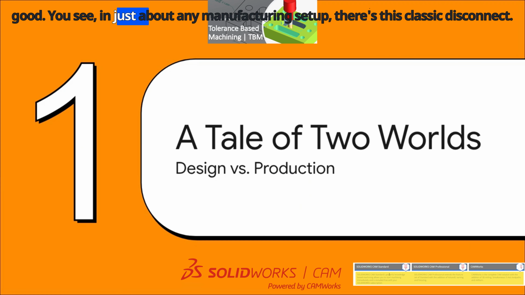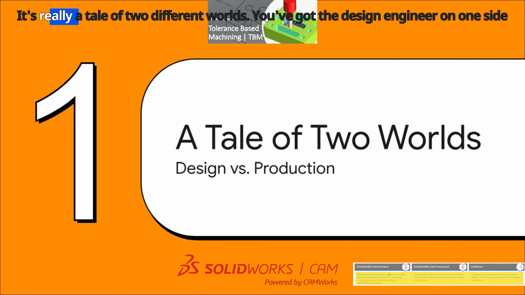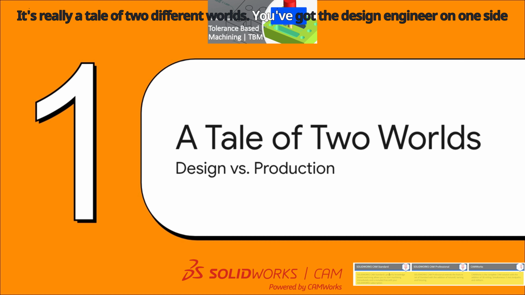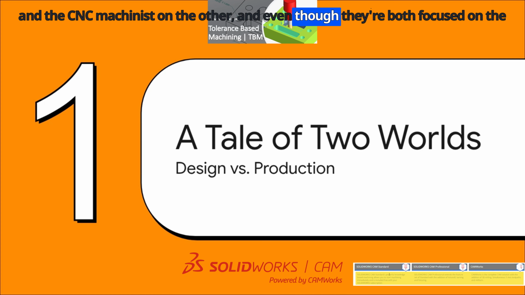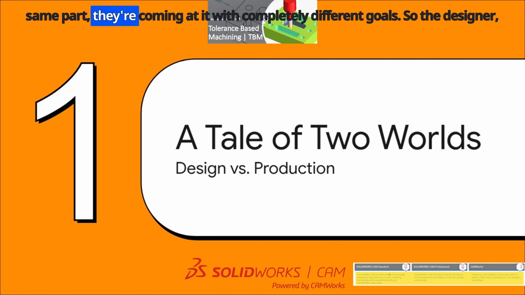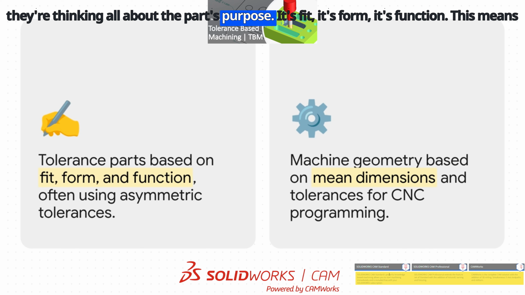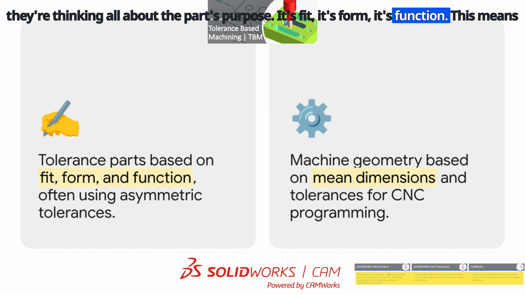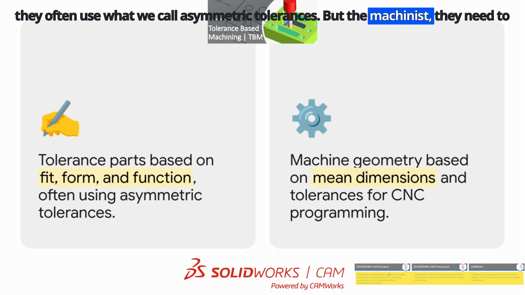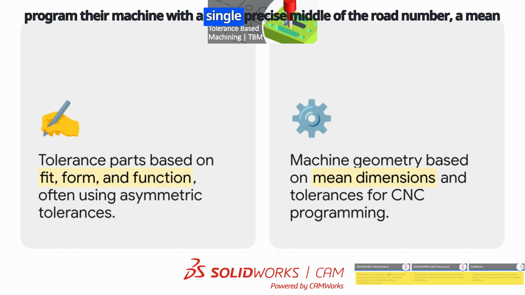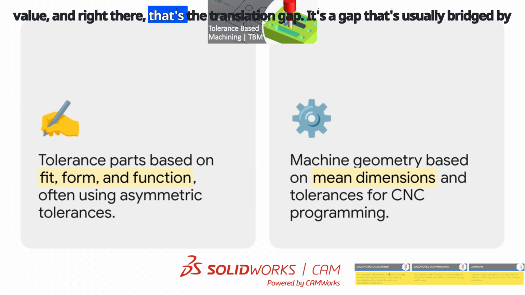You see, in just about any manufacturing setup, there's this classic disconnect. It's really a tale of two different worlds. You've got the design engineer on one side and the CNC machinist on the other. And even though they're both focused on the same part, they're coming at it with completely different goals. So the designer, they're thinking all about the part's purpose, its fit, its form, its function. This means they often use what we call asymmetric tolerances. But the machinist, they need to program their machine with a single, precise, middle-of-the-road number, a mean value. And right there, that's the translation gap.